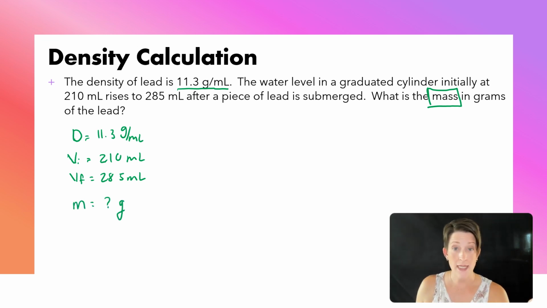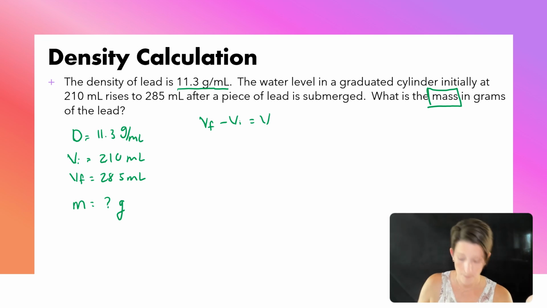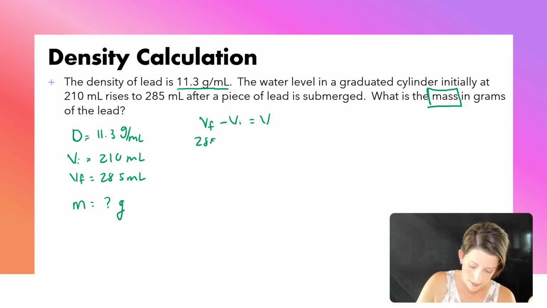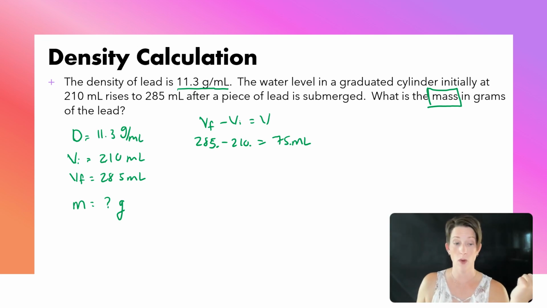In order to solve density, I need to know what my volume is. Therefore, I have to find the difference. So volume final minus volume initial is going to give me the volume of my object. So 285 minus 210 gives me 75 milliliters. Make sure you're following addition subtraction rules here. So least number of decimal places. Luckily, each number only has the ones place occupied, and therefore my calculated value only has the ones place occupied.